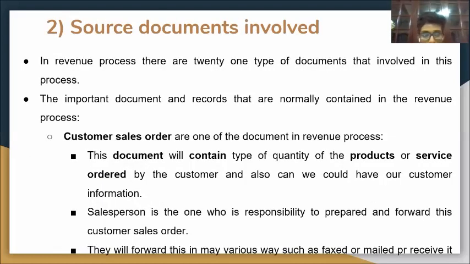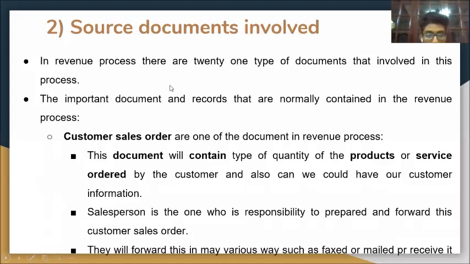Source document involved. In the revenue process, there are 21 types of documentation involved. The important documents and records are normally contained in the revenue process. Customer sales order is one of the documents in the revenue process. This document will contain the type and quantity of the product or service ordered by the customer, and also we could have our customer information.